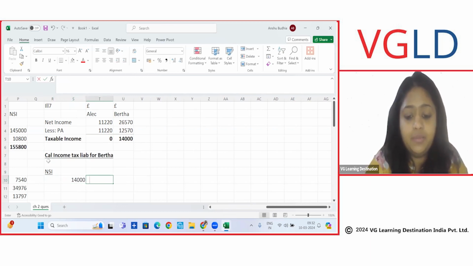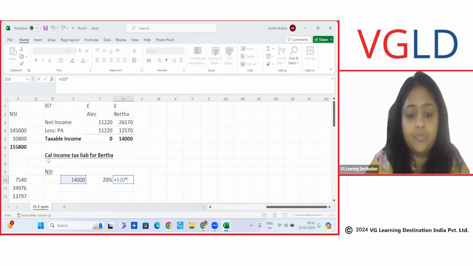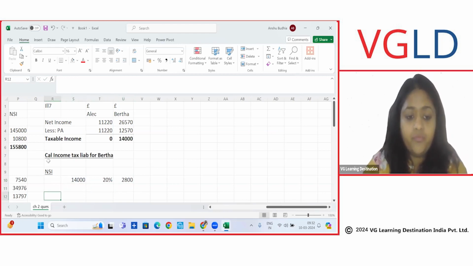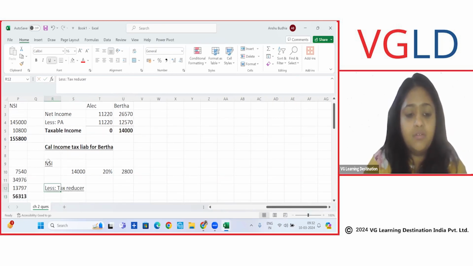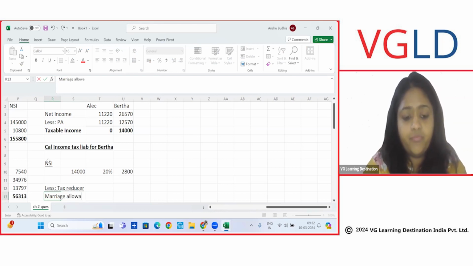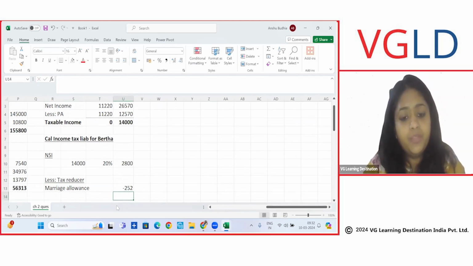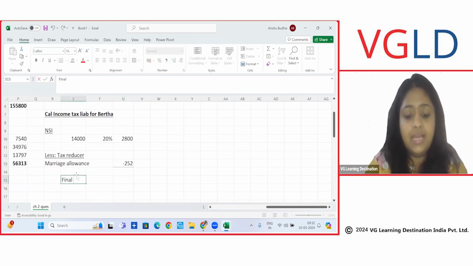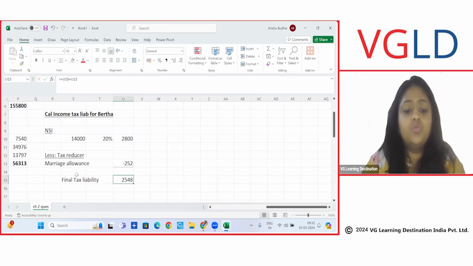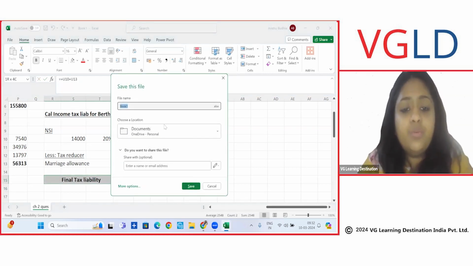14,000 will be taxed at 20%, which is 2,800. Now we will reduce the tax reducer. Tax reducer is marriage allowance. You will write like this in the exam. Marriage allowance, straight away 252 to be reduced. Okay, now when you reduce it, you get your final tax liability, $2,548.